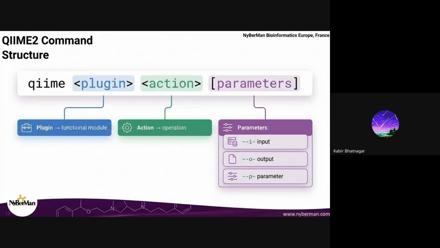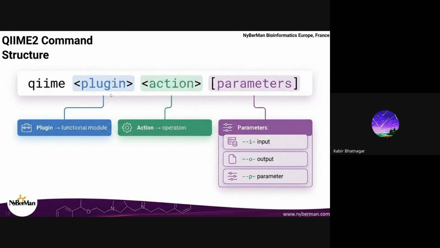So this is how a QIIME 2 command structure looks like. All the commands that we will use in QIIME 2 start with the word qiime, followed by a plugin. A plugin is basically a functional module, that is the tool category. Which tool you want to use that is present in QIIME, like deblur, dada2, demux, phylogeny, whatever plugin you want. If you want to do demultiplexing, here you will use demux.